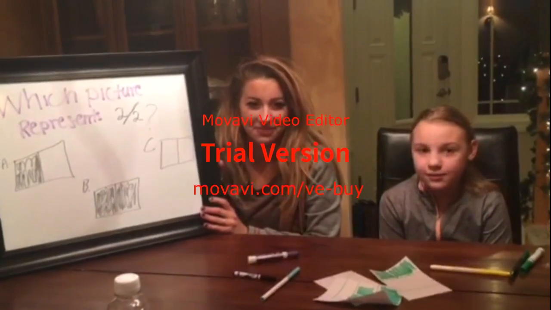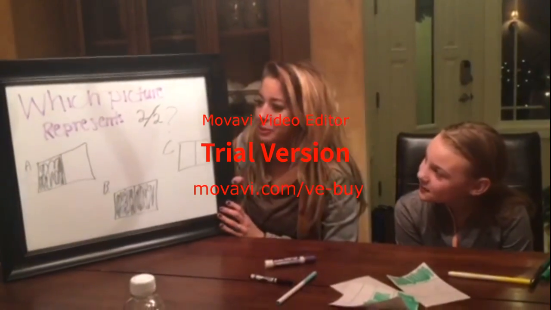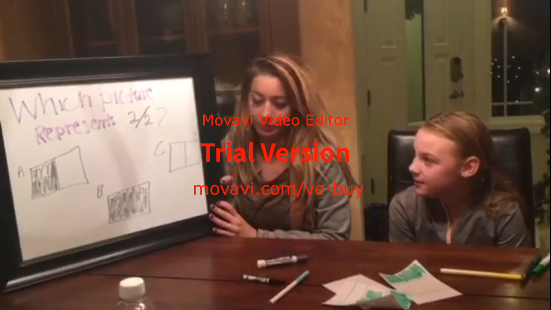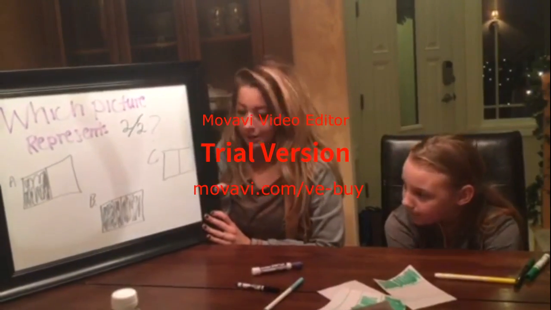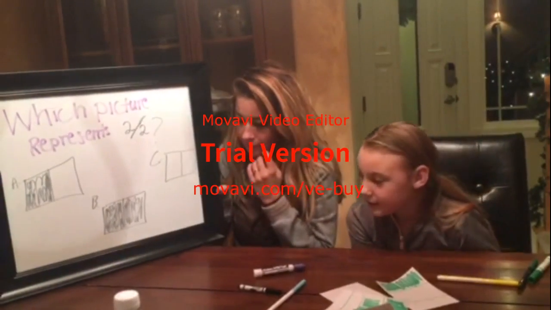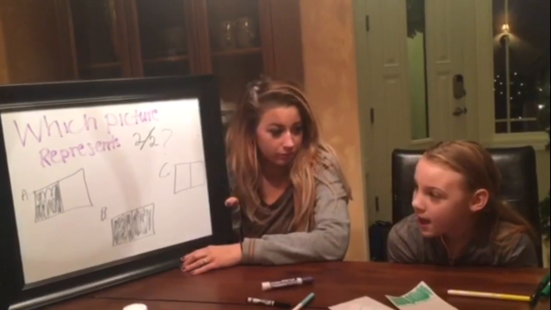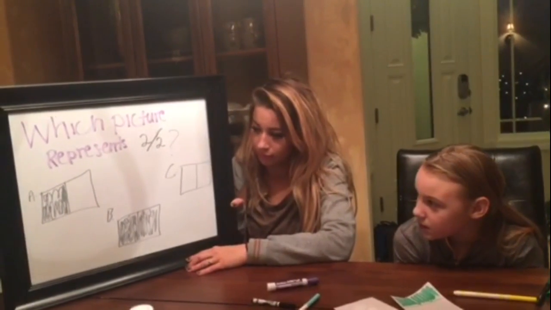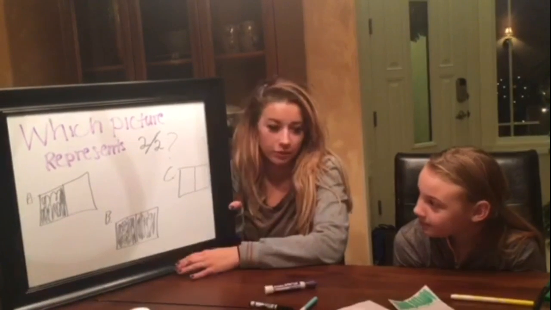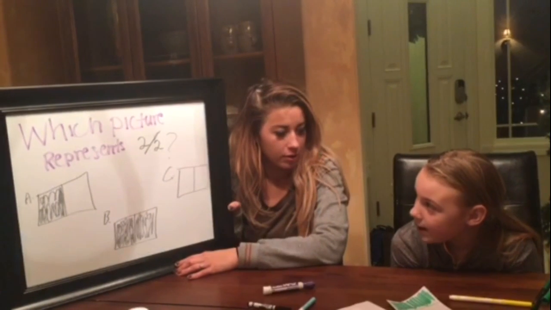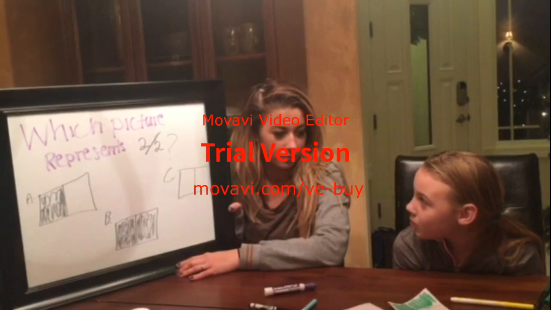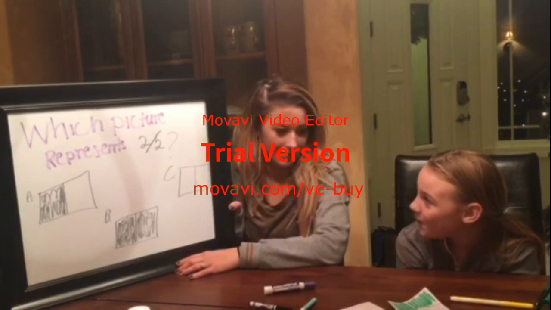Okay, so for the next question, we're going to do which picture represents 2/2? B. Why? Because they're all filled in, which would be a whole. So what would A and C be? A would be 1/2, and C would be nothing. And what does 2/2 equal out to be? 1 whole. Yes.